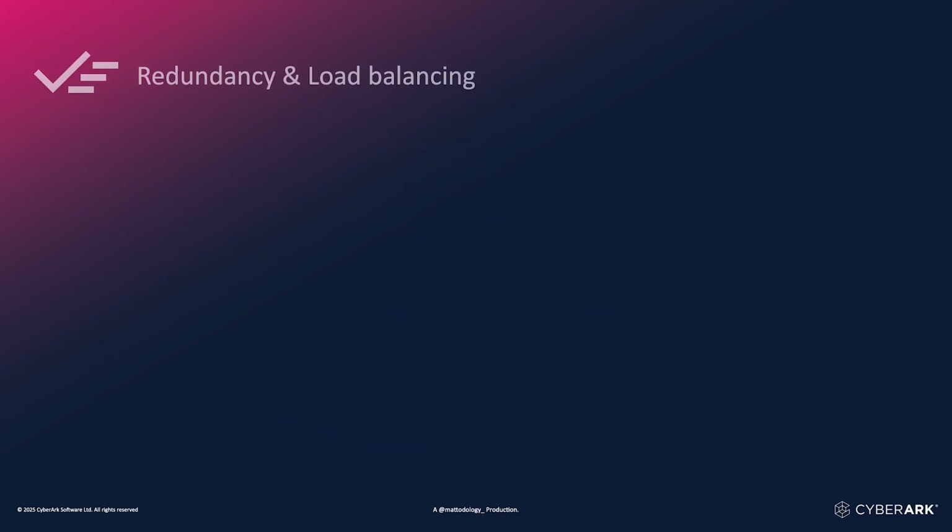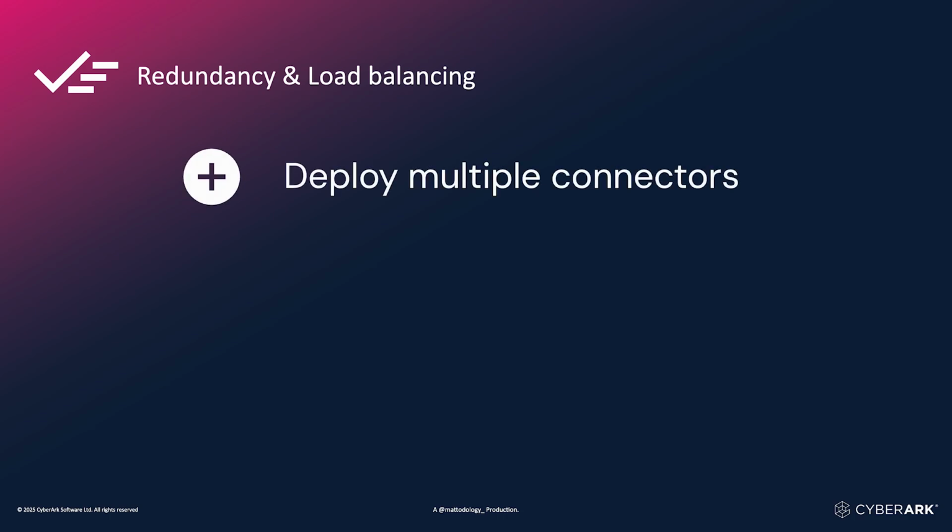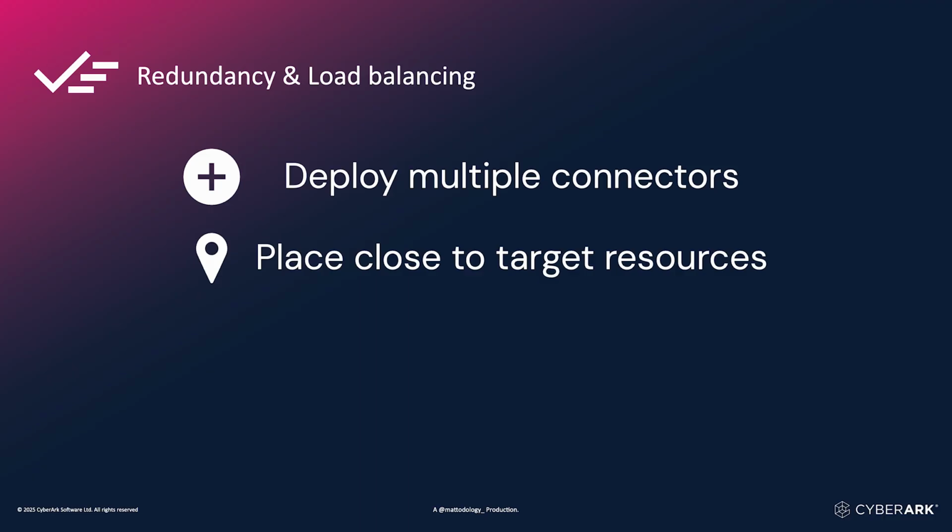For enhanced redundancy and load balancing, consider deploying multiple connectors across different servers within the same connector pool. This strategy ensures failover capability if one connector goes offline, maintaining uninterrupted privileged access management services. Additionally, place connector servers geographically close to their target resources to reduce latency and improve session responsiveness.